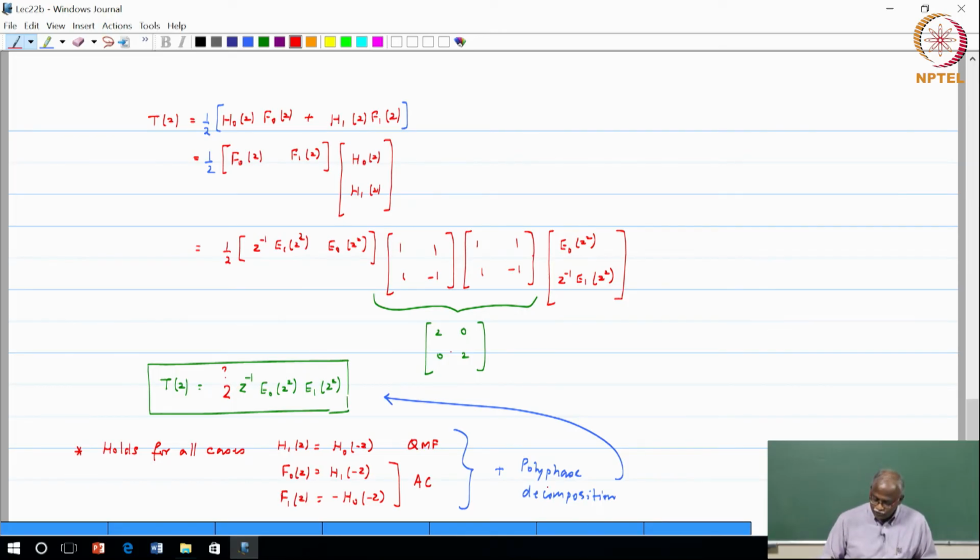with the QMF condition satisfied, the aliasing cancellation condition satisfied and the polyphase decomposition being applied. Most important in any result is the interpretation and the insight that you get from there. So, the transfer function T of z is equal to, let me write it with the scale factor for now, 2 times z inverse E naught of z squared E1 of z squared. Now, I want to eliminate magnitude distortion, phase distortion and see how I can satisfy those conditions.